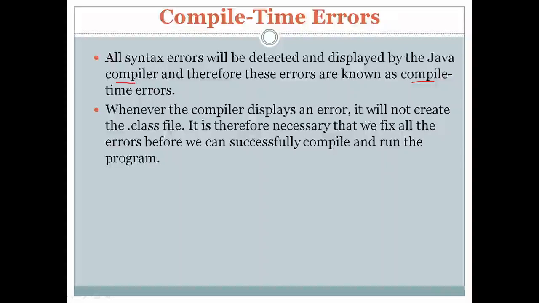Whenever the compiler displays an error, it will not create the dot class file. As we know, if there are any errors in the program, the Java compiler will not create a dot class file. It is therefore necessary that we fix all the errors before we can successfully compile and run the program. To run the program, first we need to compile it successfully, then only we can run the program.